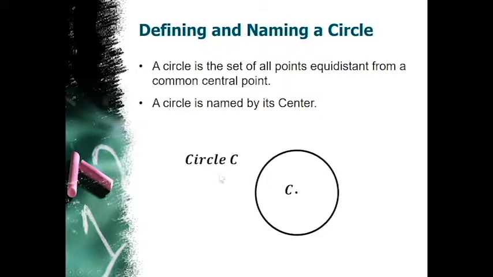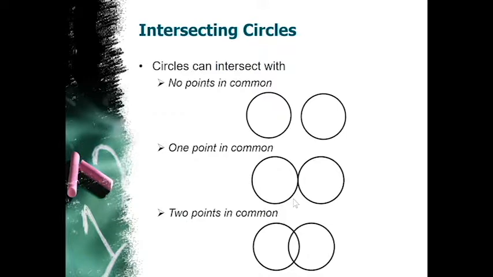A circle is named by its center. So here in this diagram, we have circle C. Just name it by the center point. You can have circles that intersect. They can either intersect at no common points, where they are completely separate. They can intersect at one common point here. We'll learn that those are called tangent circles. And they could intersect at two common points like this, where you have a point here at the top and a point here at the bottom.